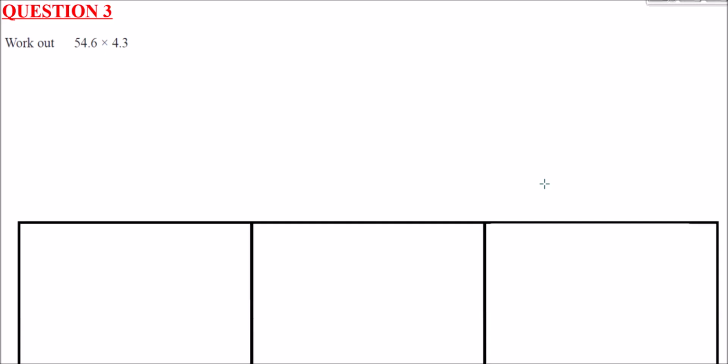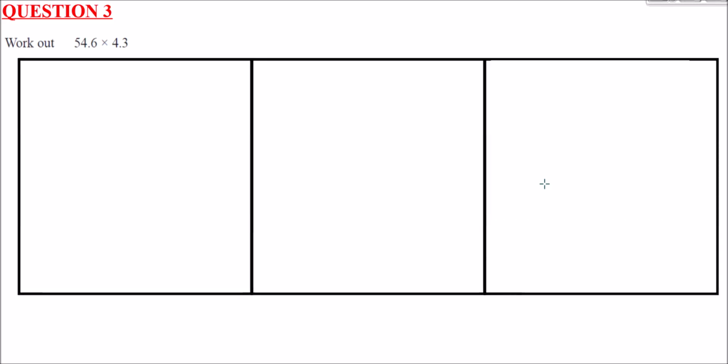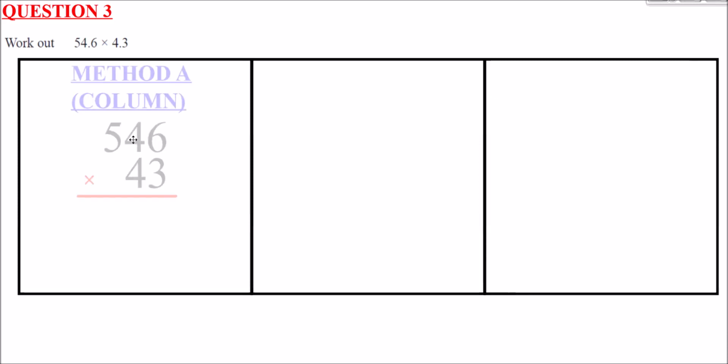So the 3 methods, I'm going to have 3 boxes to show you. So this first one is the way I was taught. I don't really like this one, but it's probably the quickest. This is column addition. So again, like I say, imagining these numbers having no decimals, 54.6 would look like 546, 4.3 would look like 43.